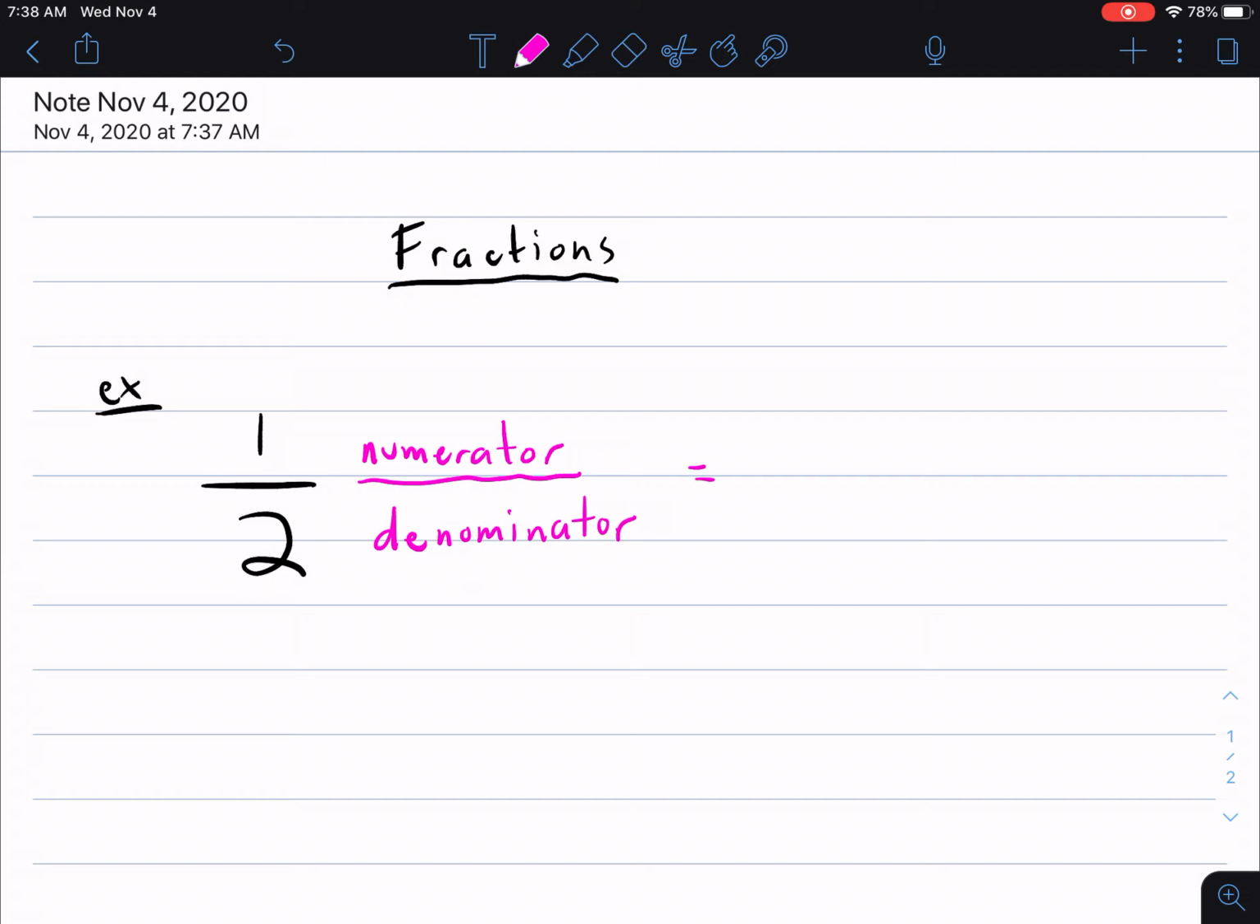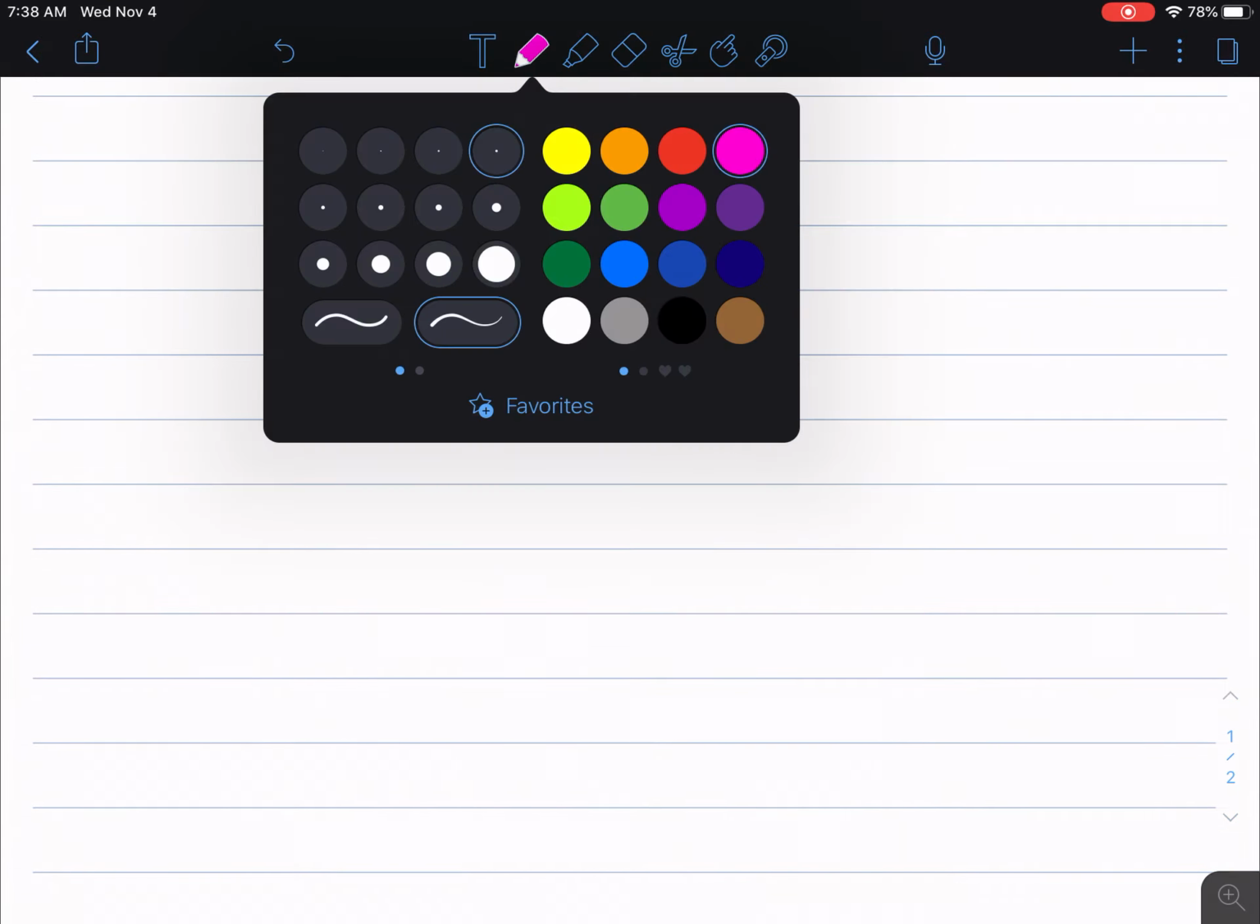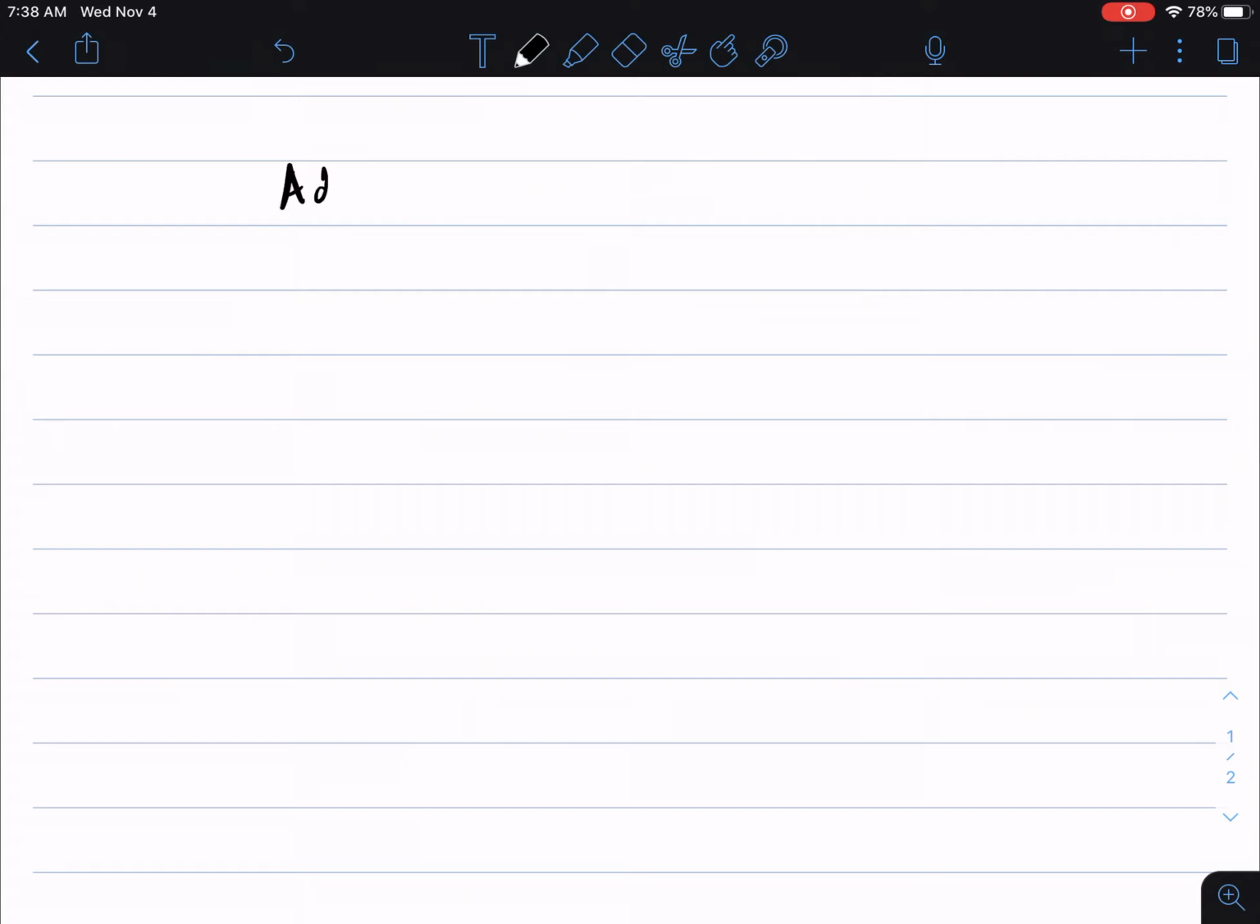Remember, the top is part of the total, and the bottom is the total. These are fractions. Adding and subtracting fractions.